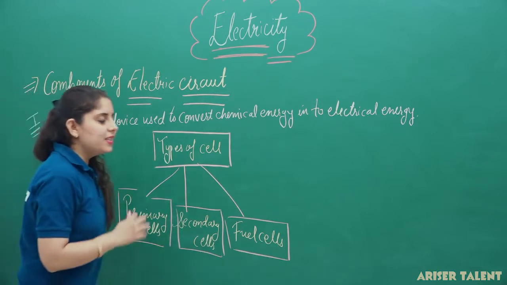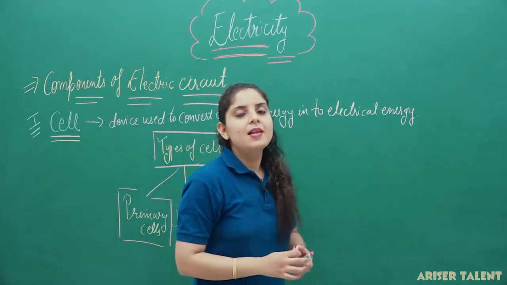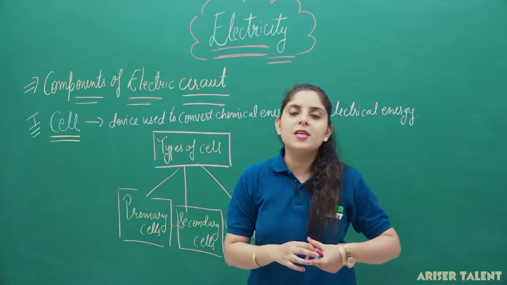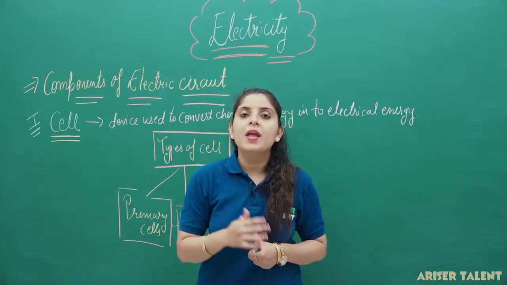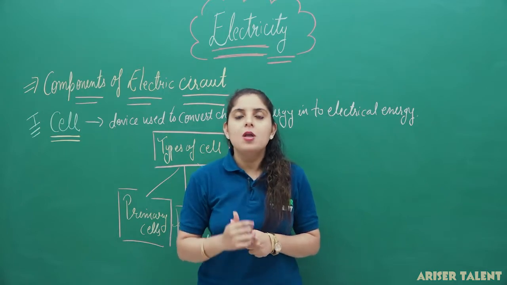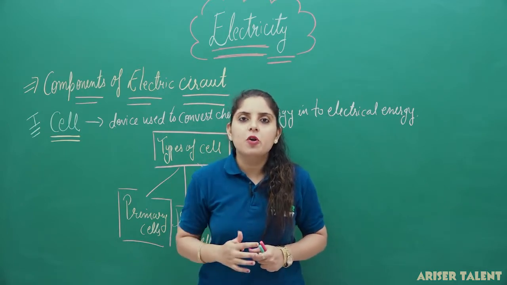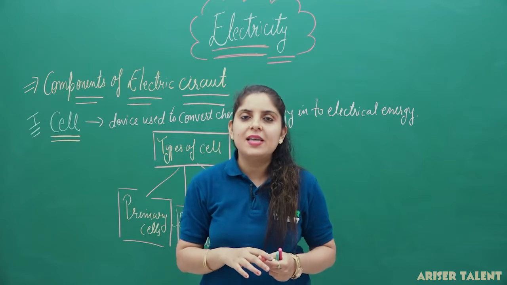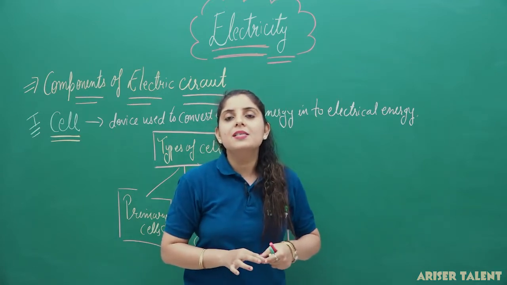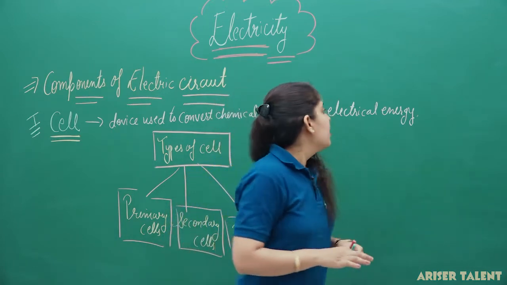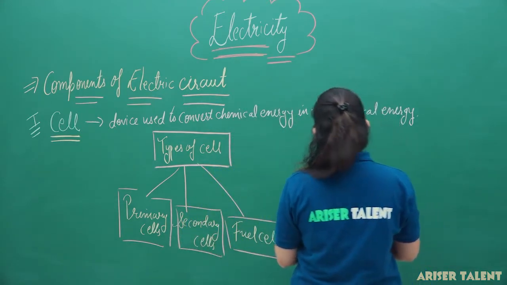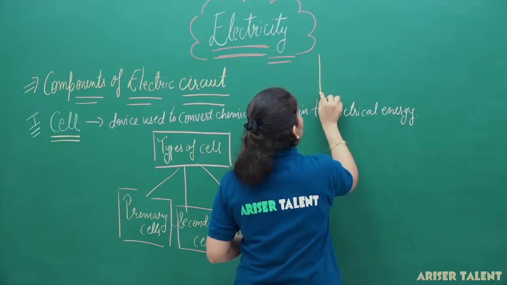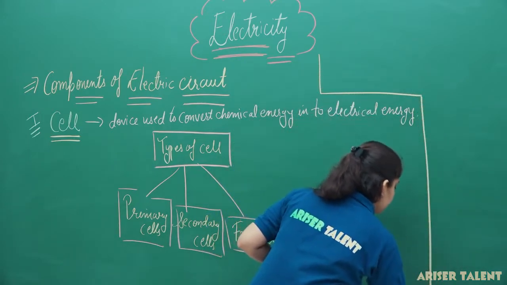Now, this is the thing about the categories of the cell. Now, we are going to discuss some of the important terms that we have used in the numericals also, and we have discussed them before, but we are doing a quick revision of these terms in the description of the cell. So, our first term is the EMF of the cell. Have you heard the term EMF? If you are not aware of it, let me tell you what actually the EMF is.